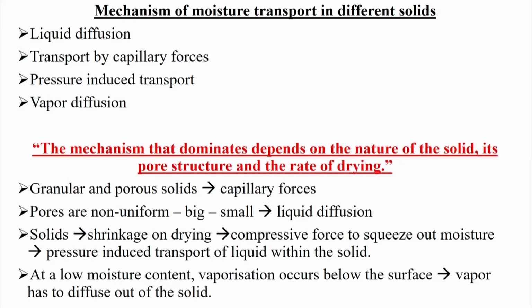Suppose solids shrink during the drying process, then compressive force will be there to squeeze out the moisture from the interior to the exterior surface. Then we say this is pressure induced transport of the liquid within the solid. And at low moisture content, as the drying process goes on, the water content inside the solid decreases, then vaporization occurs below the surface, and the vapor has to diffuse out of the solid. So, these are examples of the different mechanisms in the drying process, as well as in the drying materials.